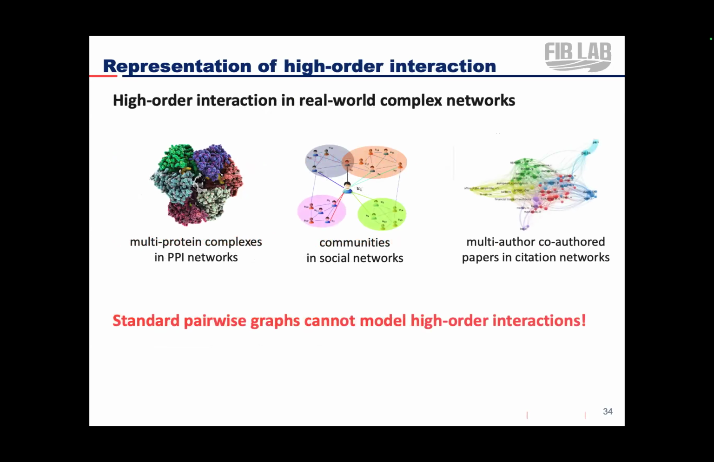And real-world networks are full of high-order interactions. Think of a protein complex needing 3 proteins to function, or a group project with multiple co-authors.